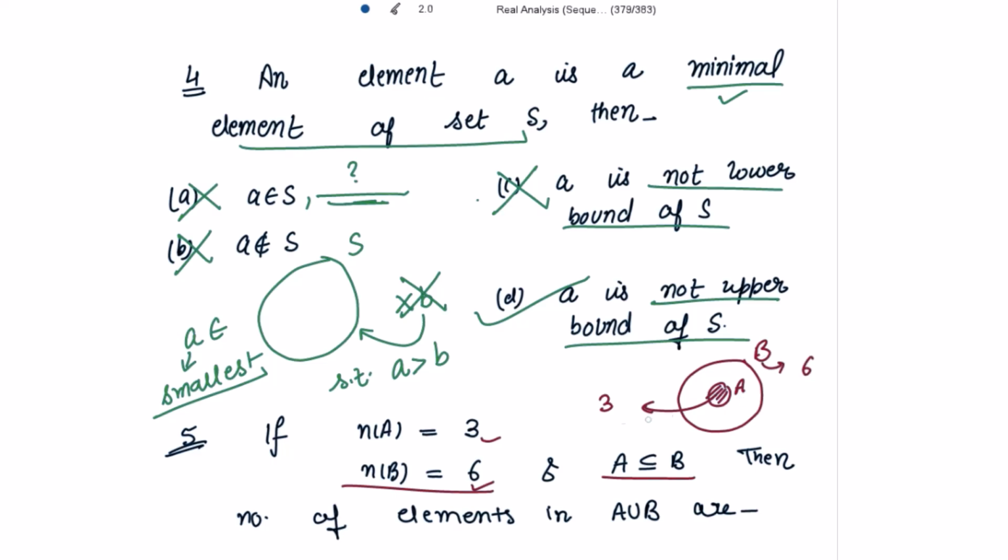If A is having 3 elements, then these 3 elements are also the elements of B. And because B is having a total of 6 elements, the remaining set is containing 3 elements, right? So what is the total number of elements in their union? The union of A and B is this complete set. So overall this set contains only 6 elements.